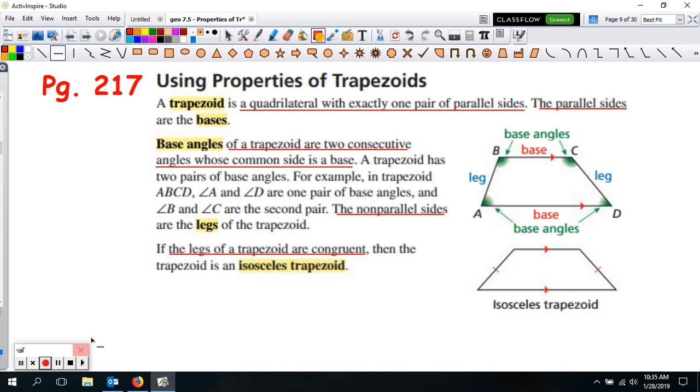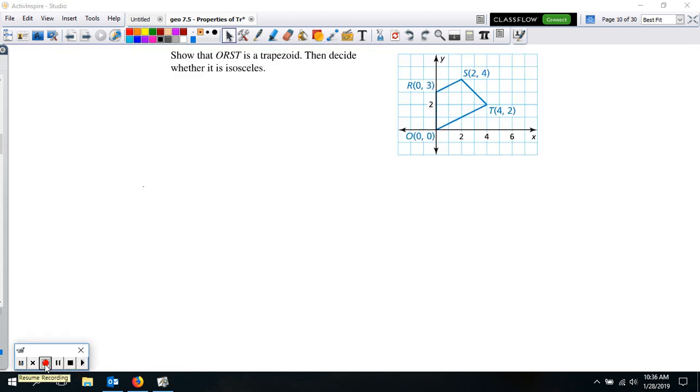All right, so let's move on to the next part, which is this problem here. I'll just watch this one. This is from the book. So show that this quadrilateral ORST is a trapezoid. Then you can decide whether it's isosceles. So we want to first show that it is.